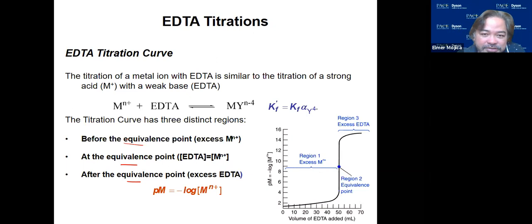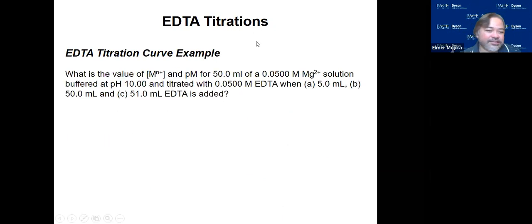Okay. So if we look at the EDTA titration here, let's try to do this. What is the concentration of the metal and pM for 50 mL of a 0.05 molar magnesium 2+ buffered at pH 10 and titrated with 0.05 molar EDTA, when 5 mL, 50 mL, and 51 mL of EDTA is added.